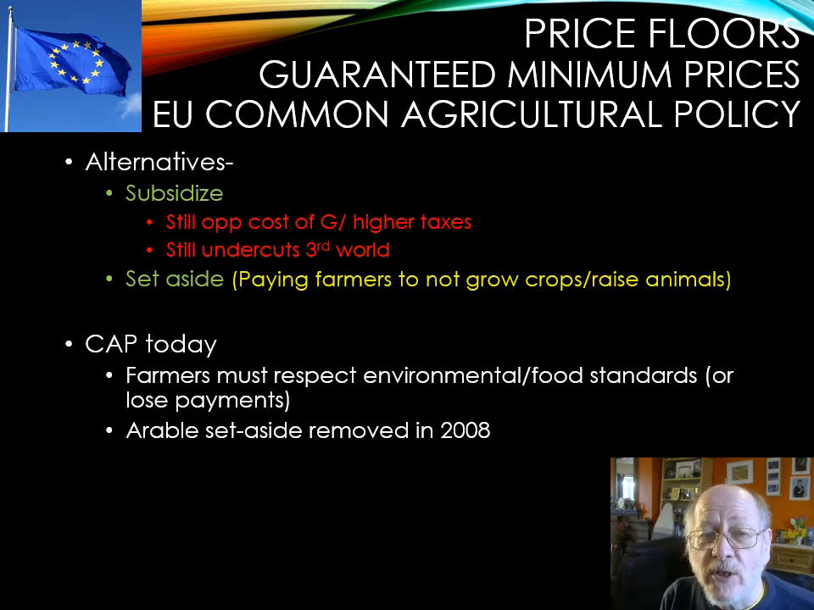So what are the alternatives? Well, one could be to subsidise rather than pay a minimum price. That still means there's an opportunity cost, and it still means there's going to be higher taxes, and it's still going to undercut the third world. Or alternatively, you could have a set-aside scheme, and again that has been done, where you pay farmers to not grow crops or raise animals on their fields. I'd rather like that. That'll be like paying me to not teach.